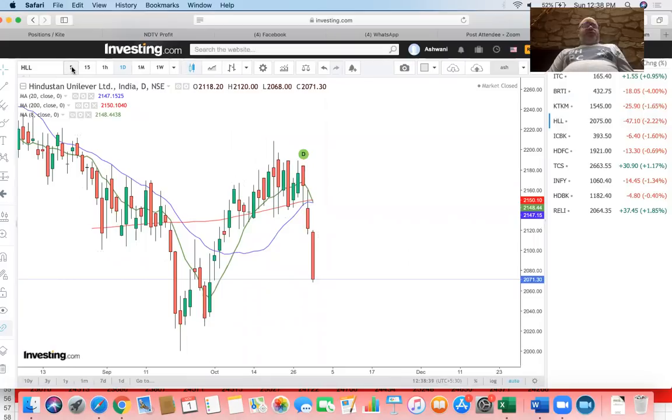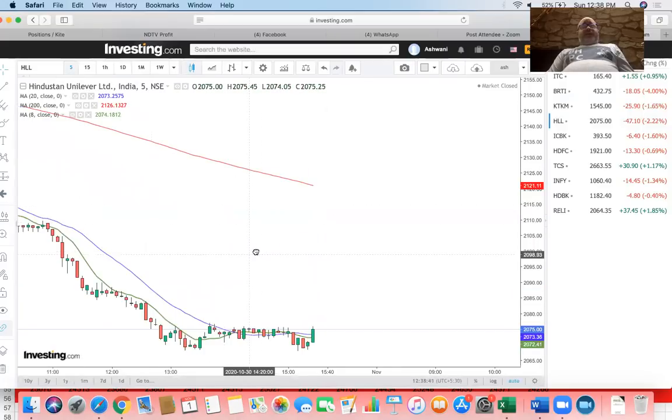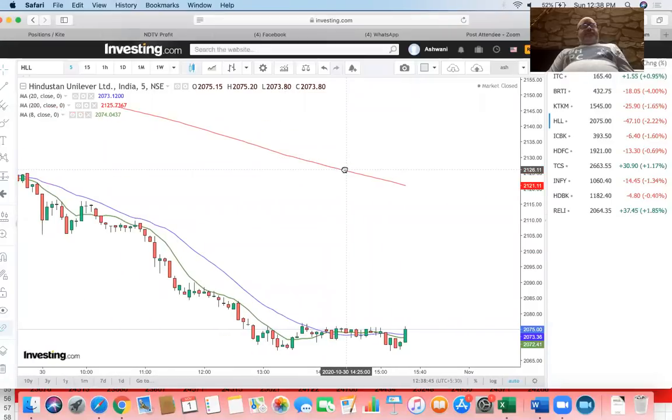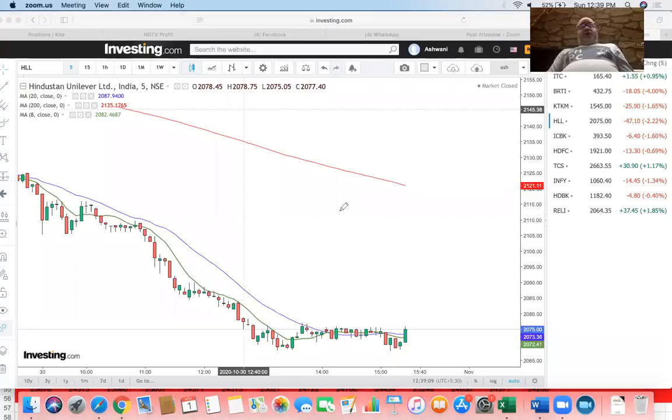What you want to do is get on the 5 minute. Okay, so you have possibly two trades here. Again, you have to take that call. It is a weak stock, no doubt.